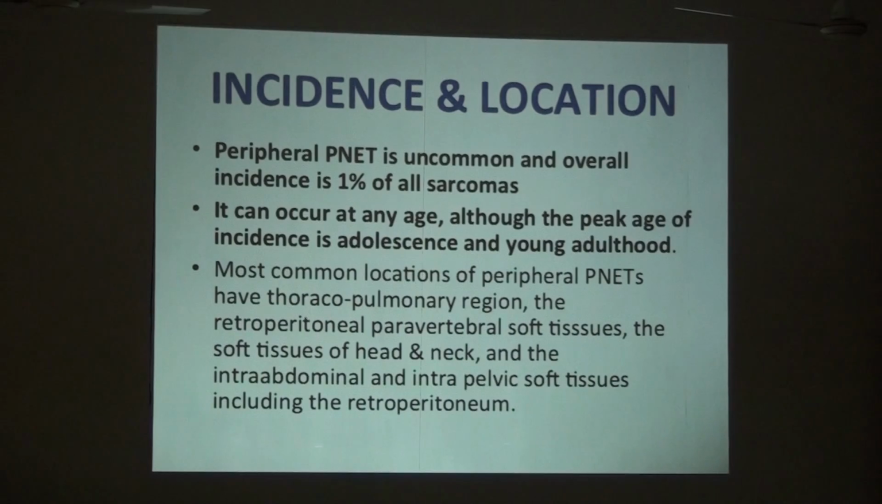Incidence and location. Peripheral PNET is uncommon and the overall incidence is 1% of all sarcomas. It can occur at any age, although the peak age of incidence is adolescence and young adulthood. Most common locations of peripheral PNETs are the thoracopulmonary region, retroperitoneal paravertebral soft tissues, the soft tissues of the head and neck, and the intra-abdominal and intrapelvic soft tissues including the retroperitoneum.